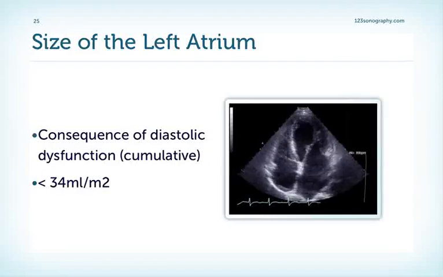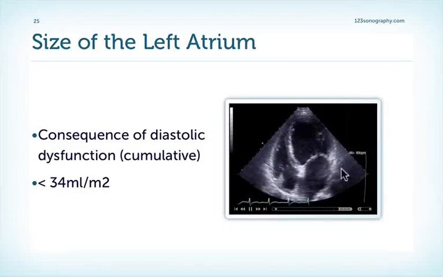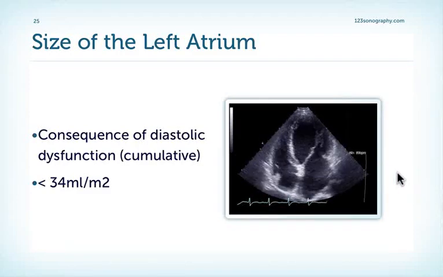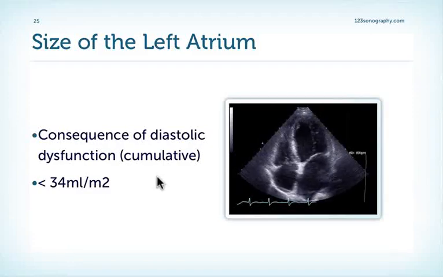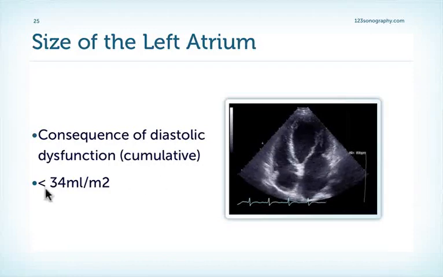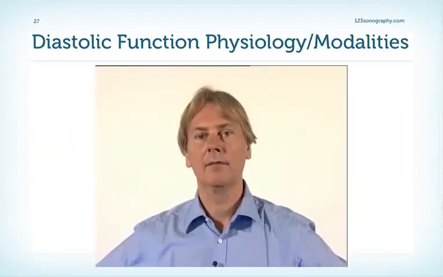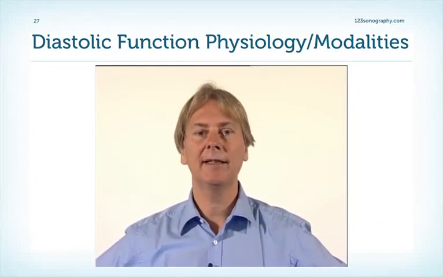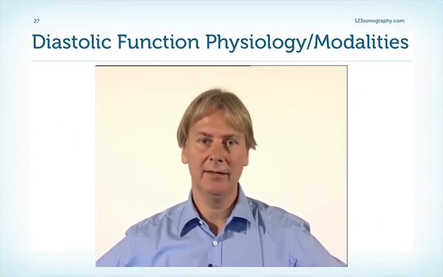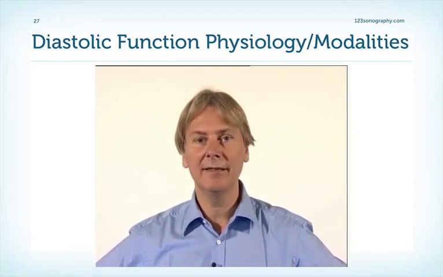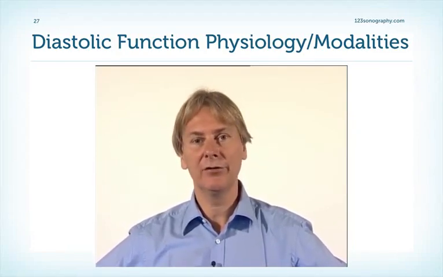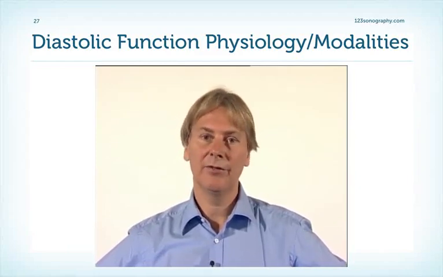Don't forget when you perform echocardiography that the 2D image alone provides valuable information with respect to diastolic function. Specifically, the size of the left atrium reflects elevated left atrial filling pressures and thereby diastolic dysfunction. Normally, the left atrium should be below 34 milliliters per square meter. So you see the physiology behind diastolic dysfunction is not that complicated. And even though we have 4 different modalities, we usually only use the mitral valve inflow and maybe the tissue Doppler of the mitral valve annulus.